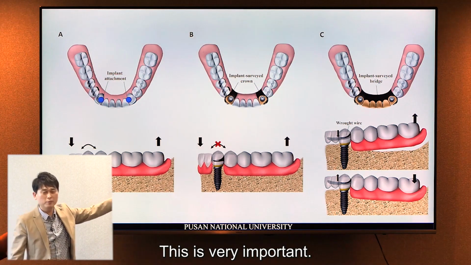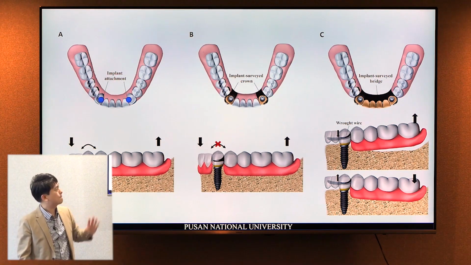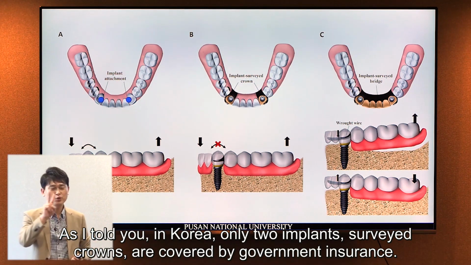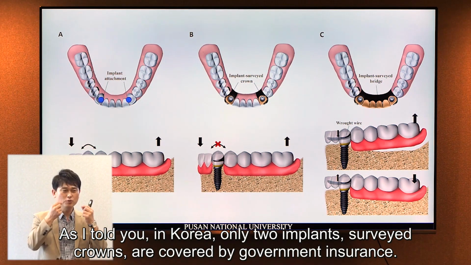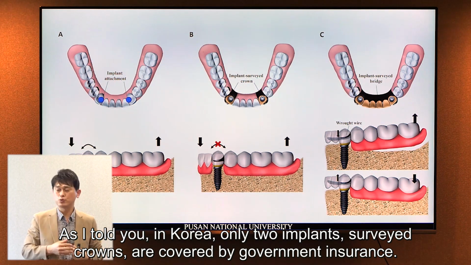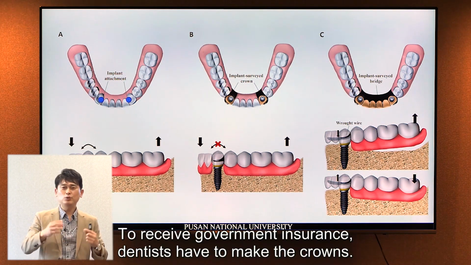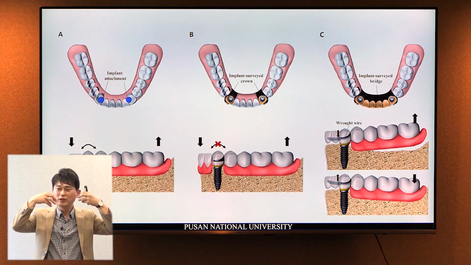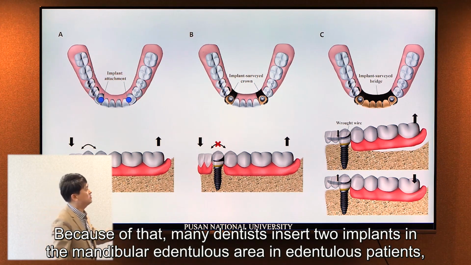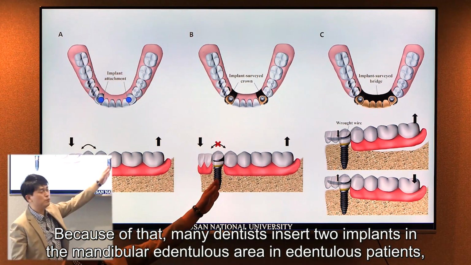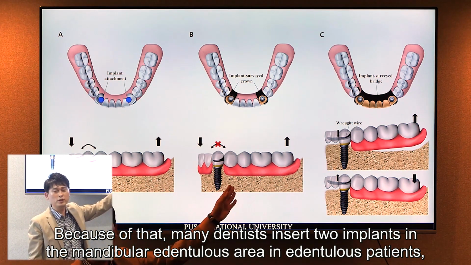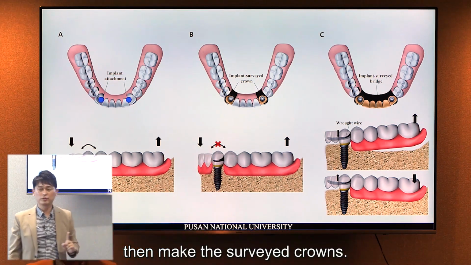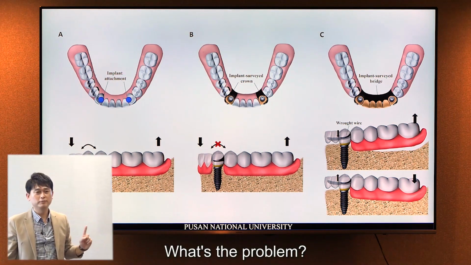Okay, so this is very important. As I told you, in Korea, only 2 implants with a surveyed crown can get government insurance. To get the government insurance, dentists have to make the crown, you know? Because of that, many dentists insert 2 implants in the mandibular edentulous patient, and then make the surveyed crown. What's the problem?